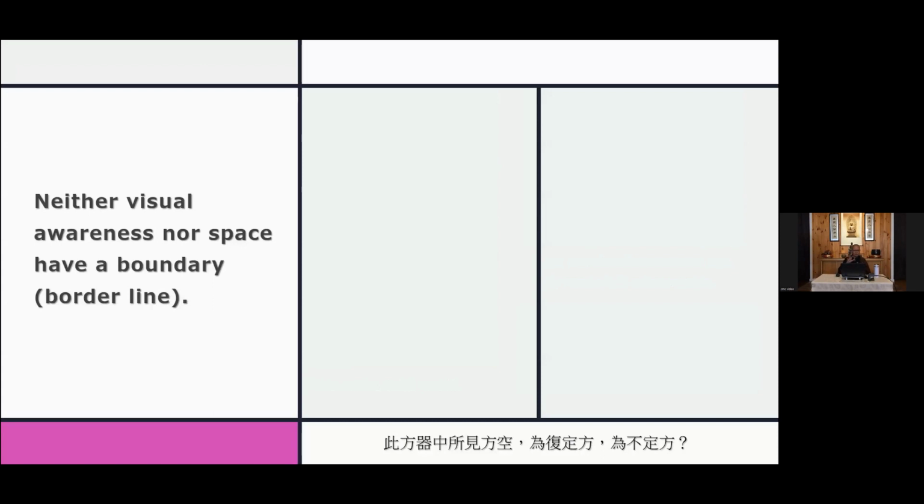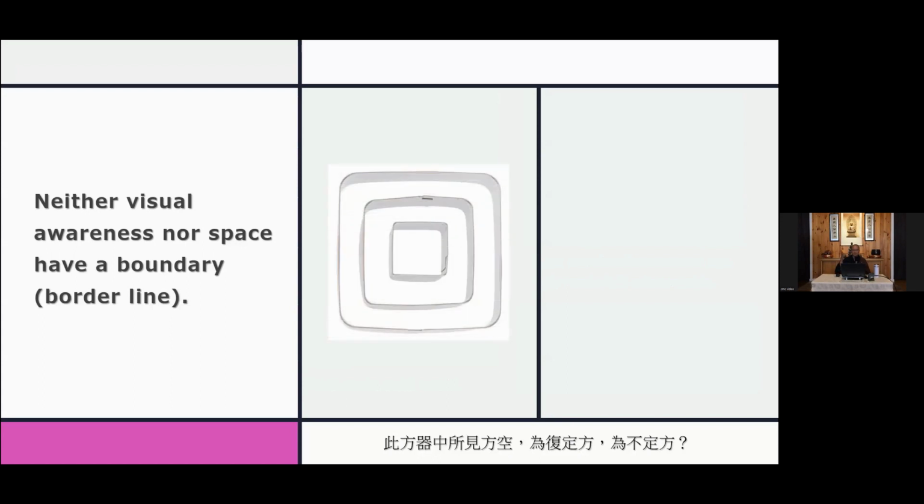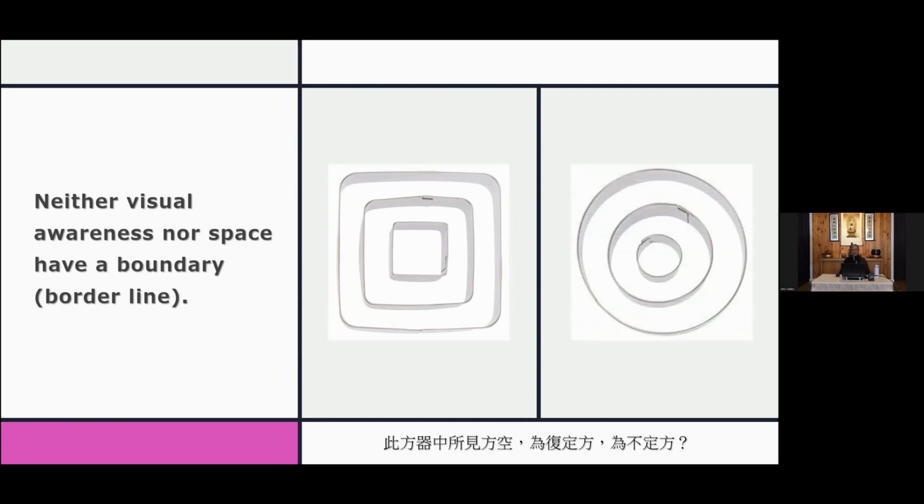Buddha says, okay, calm down. Neither visual awareness nor space has a boundary, no borderline. Let me ask you. If I have a square container, and there is space in the container, and then I change to a round container, and there is space in the round container. So is the space in the square container different from the space in the round container? The shape looks different, right? But the space, are they the same or different? Or is the space fixed?